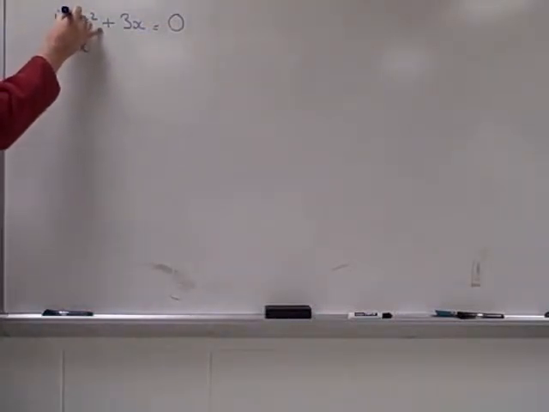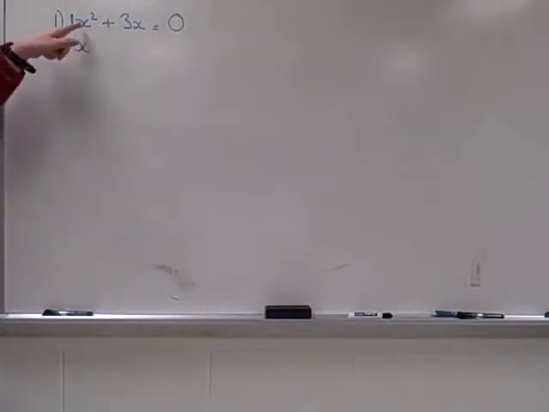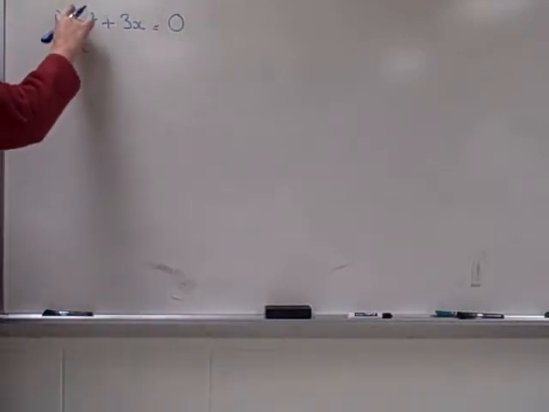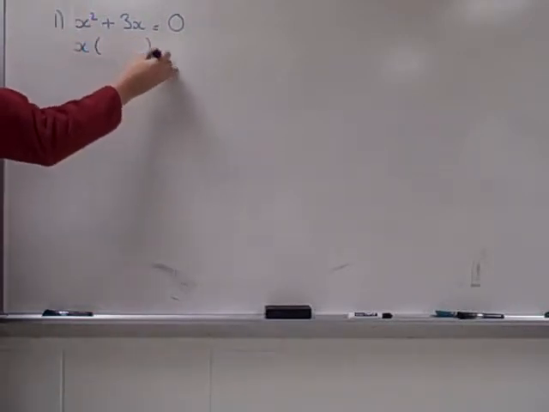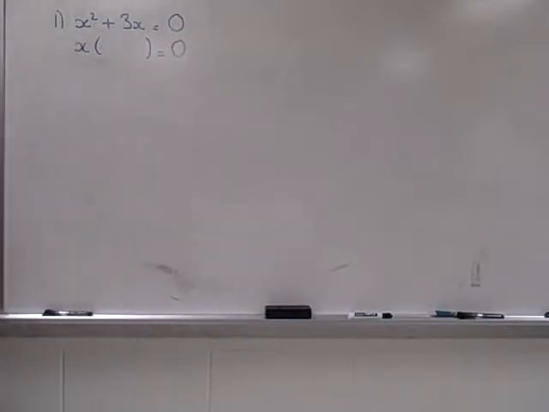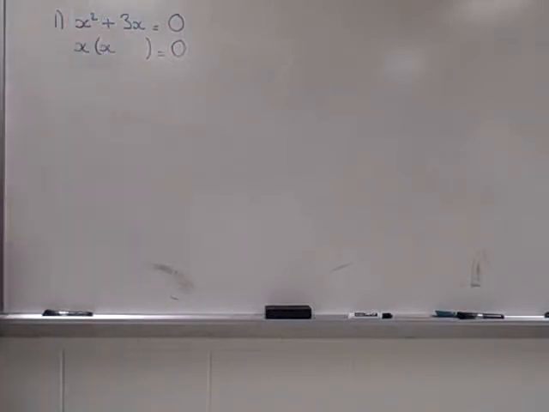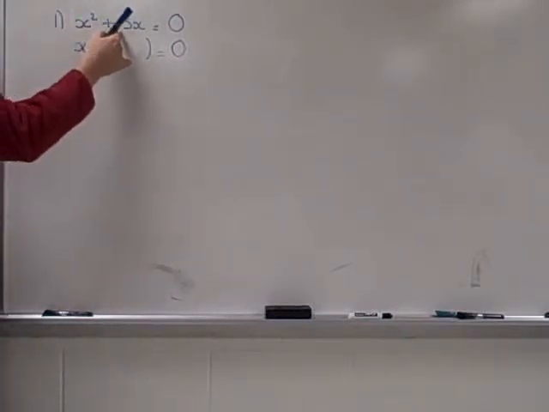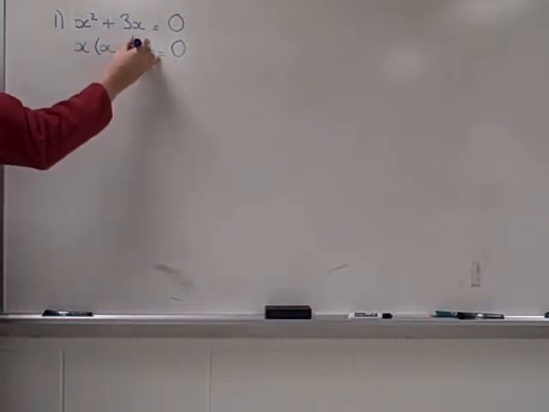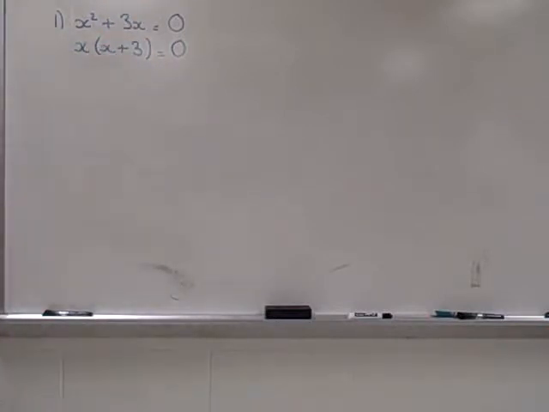Now, x squared means 1x squared, so I should also normally look for the numbers as well. But there's no common factor between 1 and 3, with the exception of 1, so we'll ignore that for this question. We then put one set of parentheses. Now, this is like distribution in reverse, so we're going to say, what do we times x by to get x squared? That would just be x. And then what do we times x by to get positive 3x? That would just be plus 3.